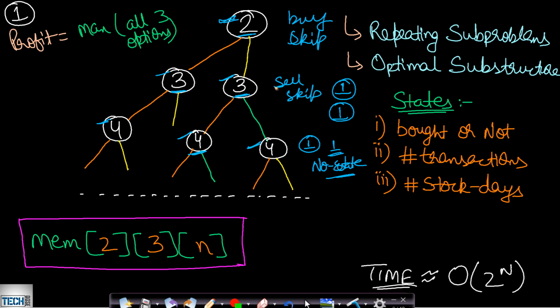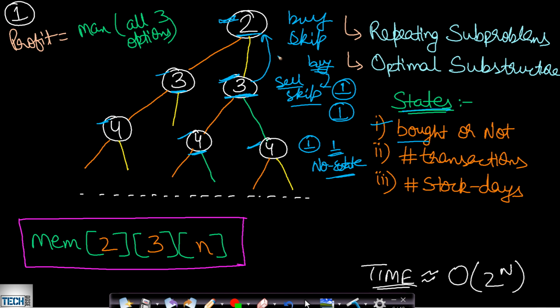Now in this case, we are basically maintaining 3 states. So what are those 3 states? The first state is that we are seeing if on the previous day we were in the bought state or not. That means we had bought any stock or not, because on the previous day if we had bought something, then on the current day we can either sell or skip. Otherwise, on the previous day if we had no stock, then on this current day we can either buy or we can skip. So the decision of the current day depends on the state of the previous day.